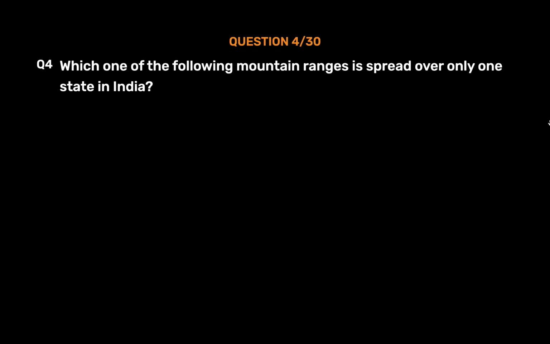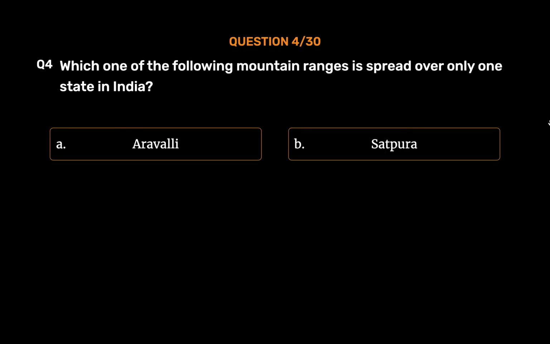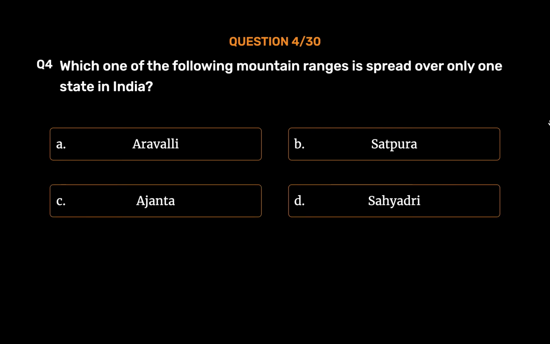Question number 4. Which one of the following mountain ranges is spread over only one state in India? Option A. Arvali. Option B. Satpura. Option C. Ajanta. Option D. Sahyadri. The correct answer is Option C.